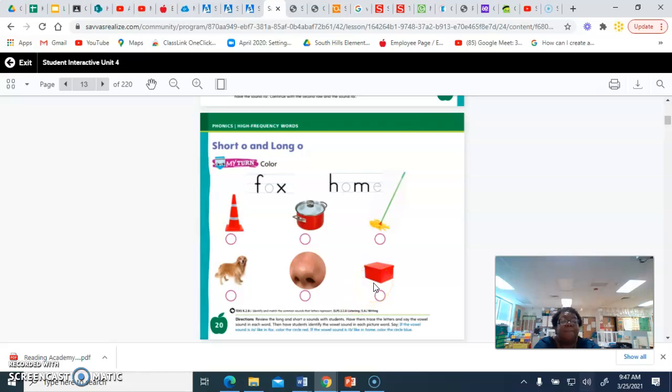Next, we have box. It rhymes with fox, and fox and box have the ah sound. So you're going to write letter R. Now that we've done the 6 pictures, if it is a letter R, you're going to color it red. If it is a letter B, you'll color it blue.